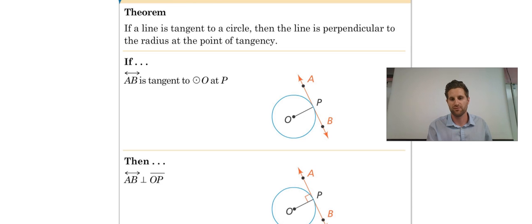So if we have a tangent line, the radius and the tangent line are going to form a 90 degree angle. Okay? Always, every single time. So we can actually use this information a lot to help us. We know a lot about stuff with 90 degrees, so this is very useful to us.